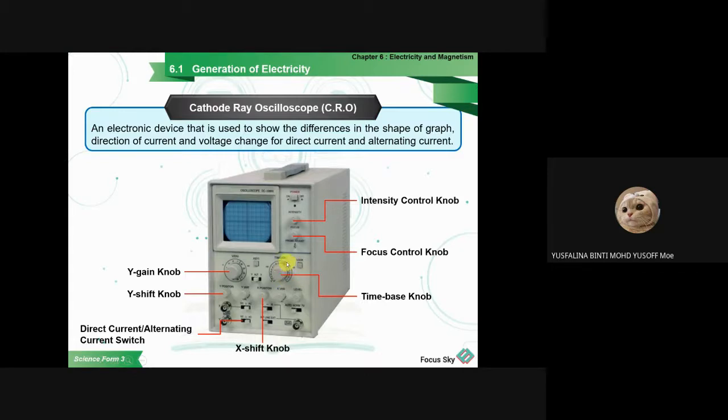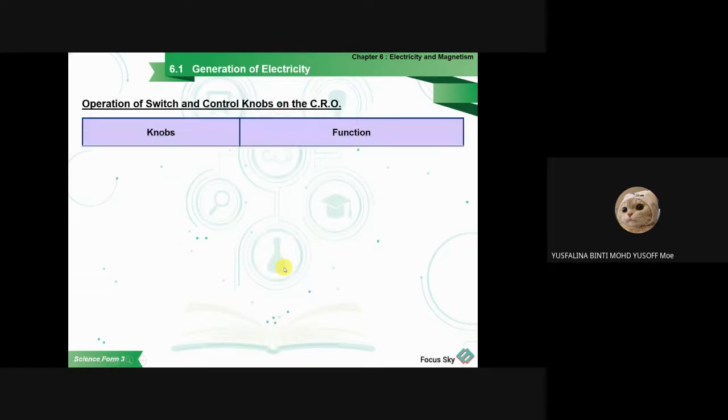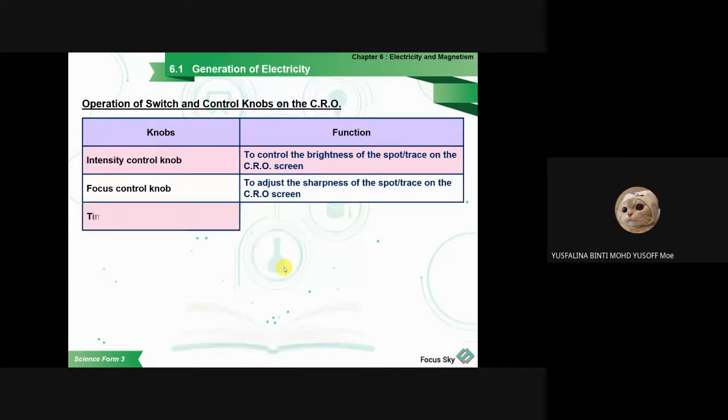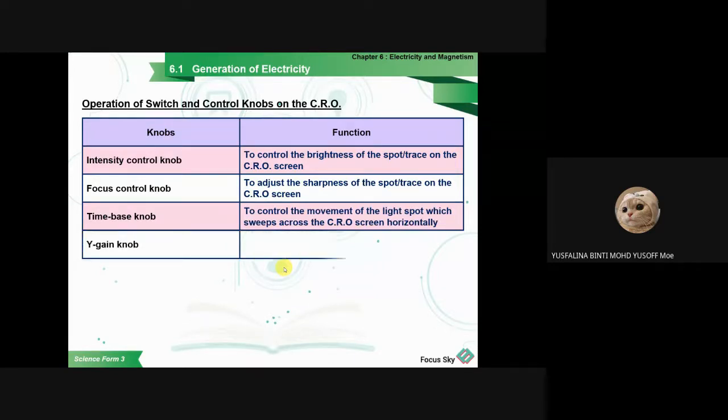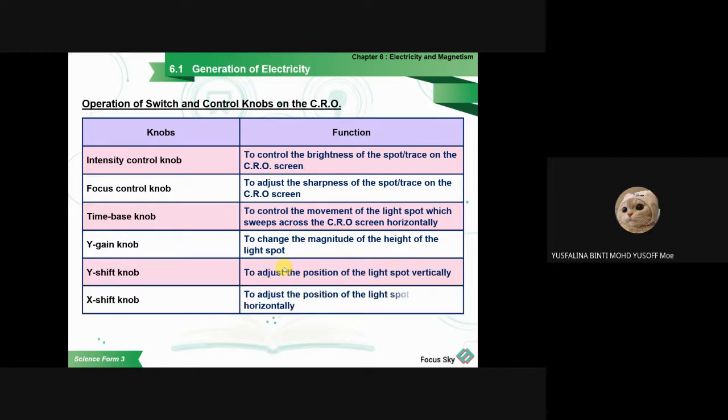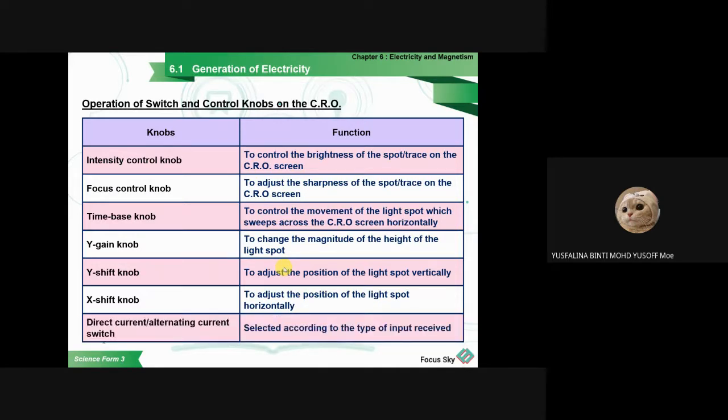So you have to see what is the scale that you choose, right? So it's the function. I already explained this now. Intensity to control the brightness, focus to adjust the sharpness of the graph. Okay, the time base to control the movement. Okay, and then for the Y gain knob, this one is to change the magnitude of height. This one is to adjust the position vertically, up and down. X shift knob to move left and right, or horizontally. And this one is actually to select according to the type of input received. So if you put direct current, just change to direct current.